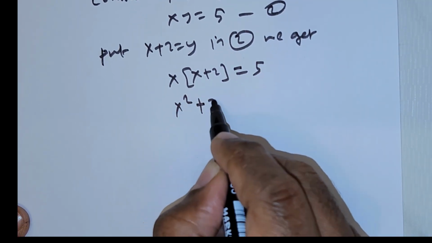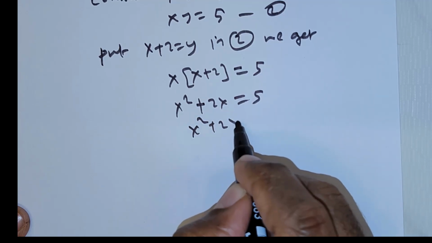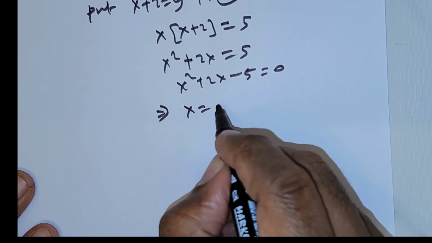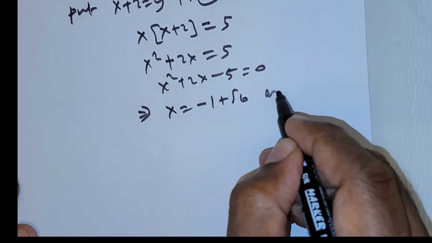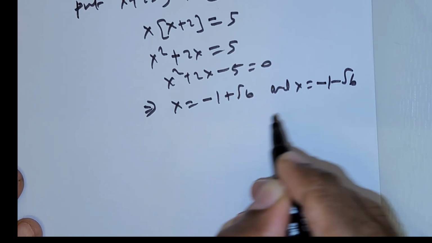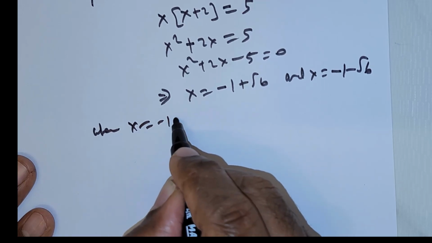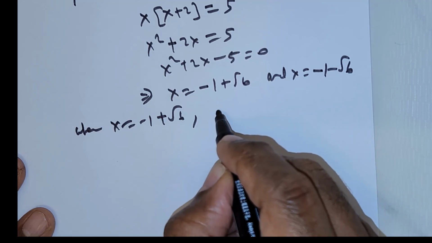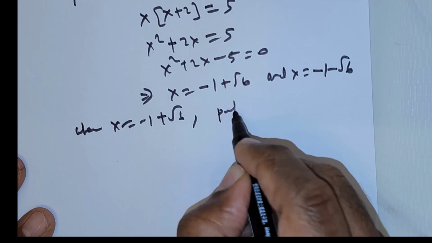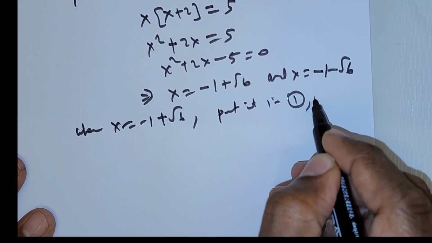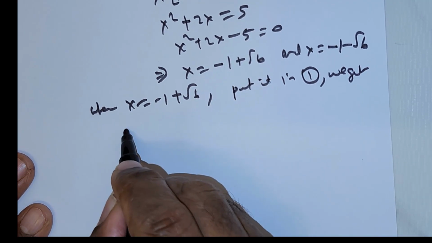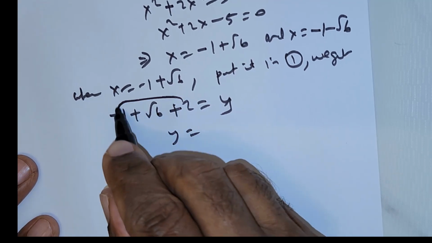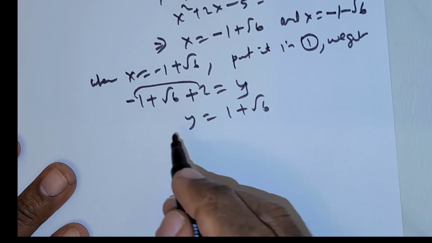So x(x + 2) = 5. I get x squared + 2x = 5, which means x squared + 2x - 5 = 0. We have already solved it, and we have got x = -1 + root 6 and x = -1 - root 6. Now when x = -1 + root 6, we have to find the value of y. So for that I'm going to substitute it in equation 1. We get -1 + root 6 + 2 = y. So y is equal to, you add these two, you get 1 + root 6.